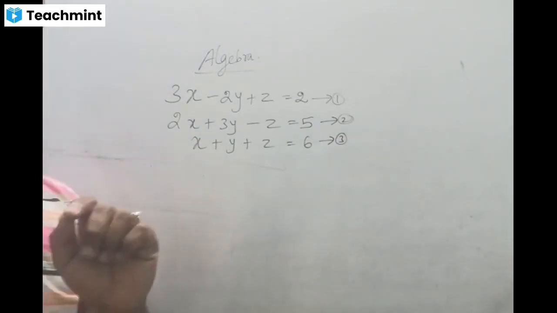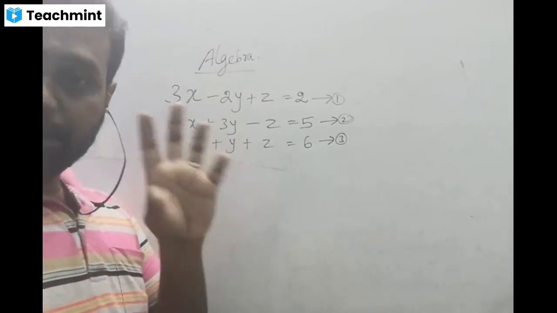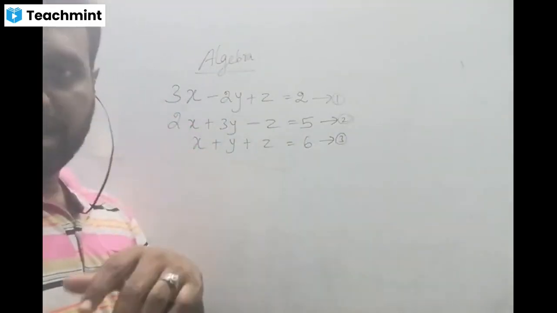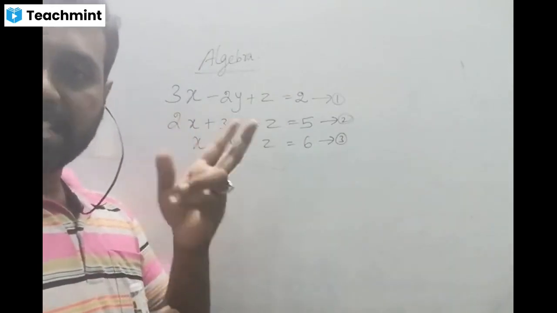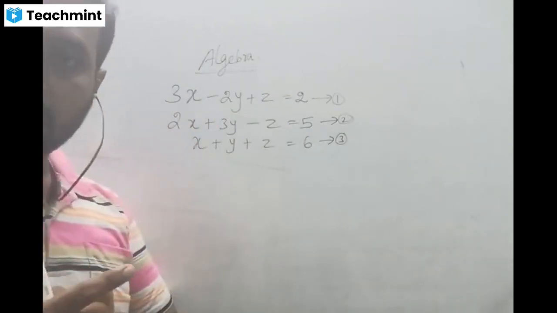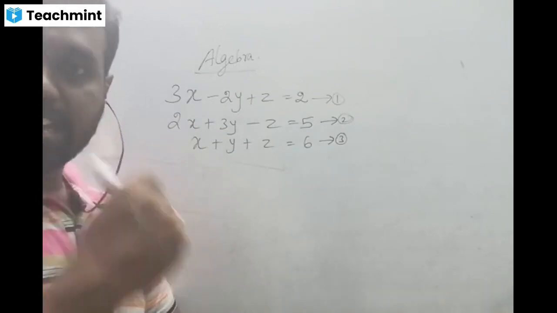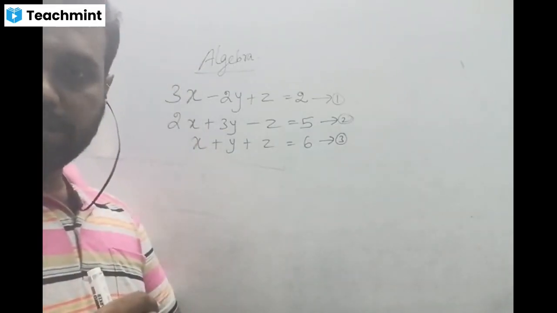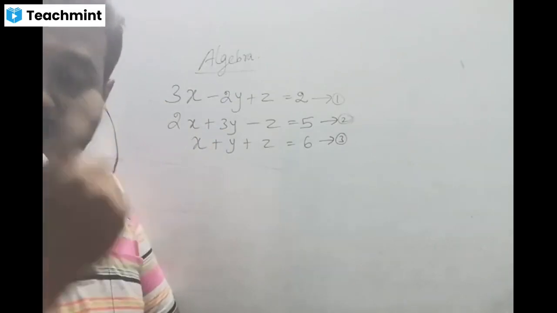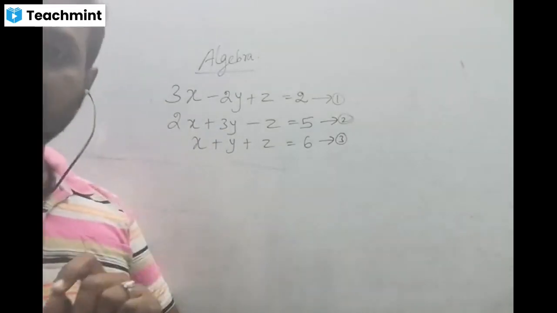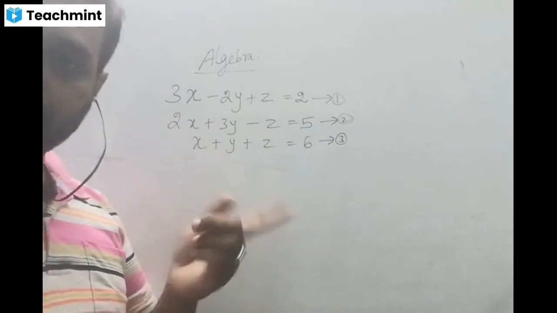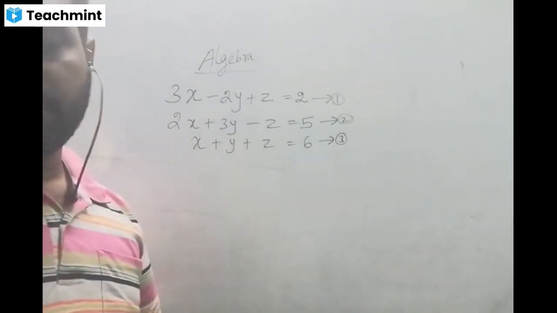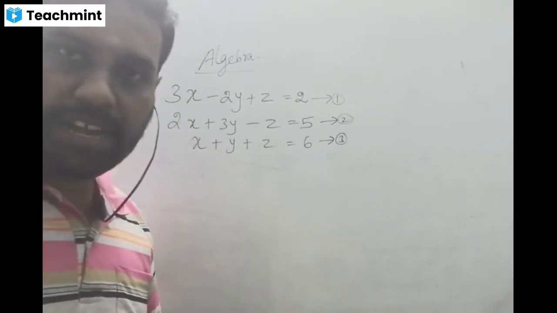Now listen carefully. To eliminate a particular variable, we must keep two things in mind. The first thing is what? The coefficients of the variable in the two equations are the same, and the sign of the particular variable in both equations must be alternate. Then only we can cancel the variable.